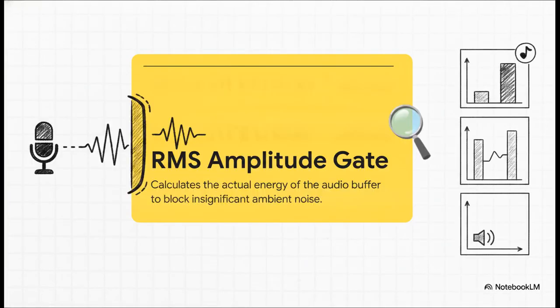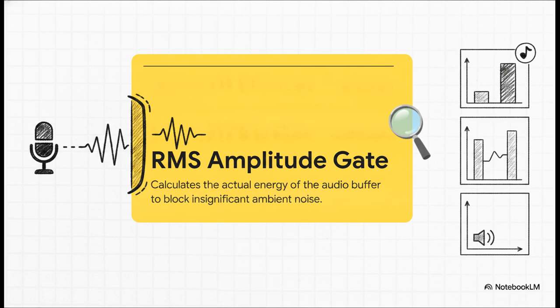Step 1 is the RMS amplitude gate. RMS stands for root mean square. In simple terms, this algorithm calculates the actual physical energy of the sound hitting your microphone. Instead of trying to tune the sound of a truck driving by outside or the hum of your air conditioner, the RMS gate basically acts like a bouncer at a club.